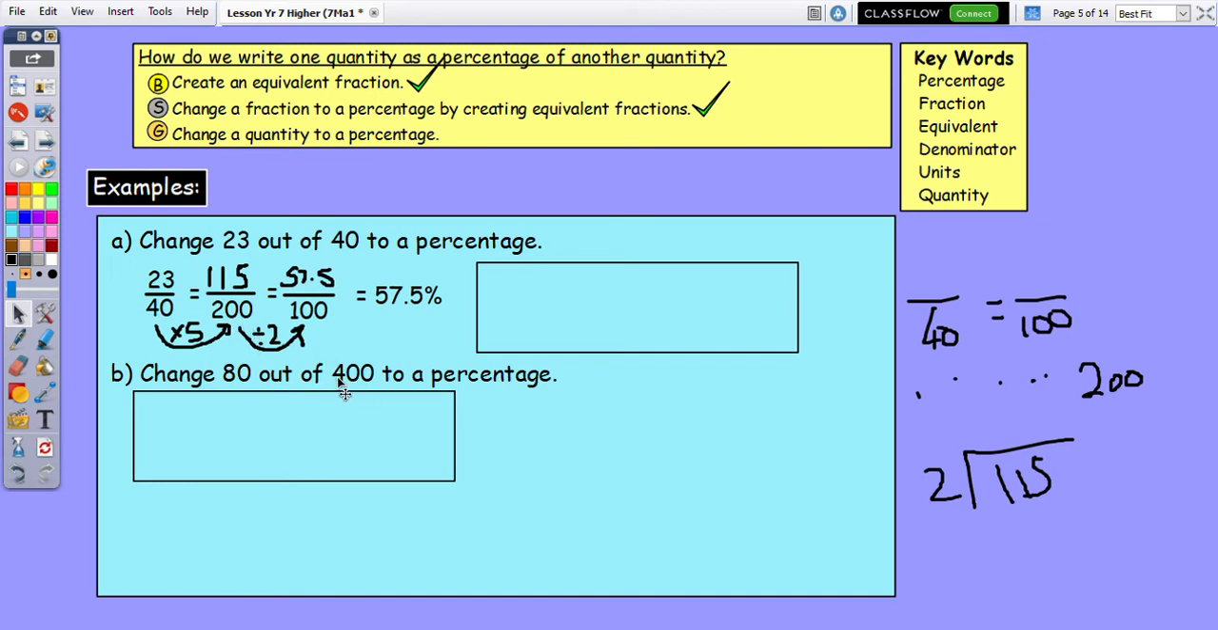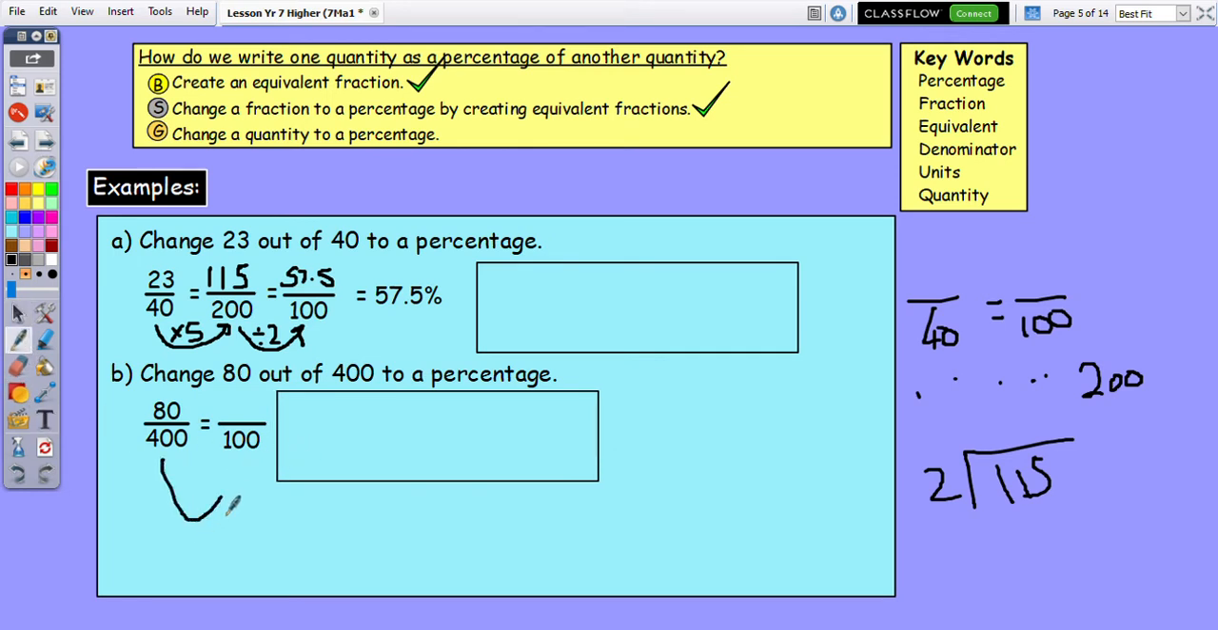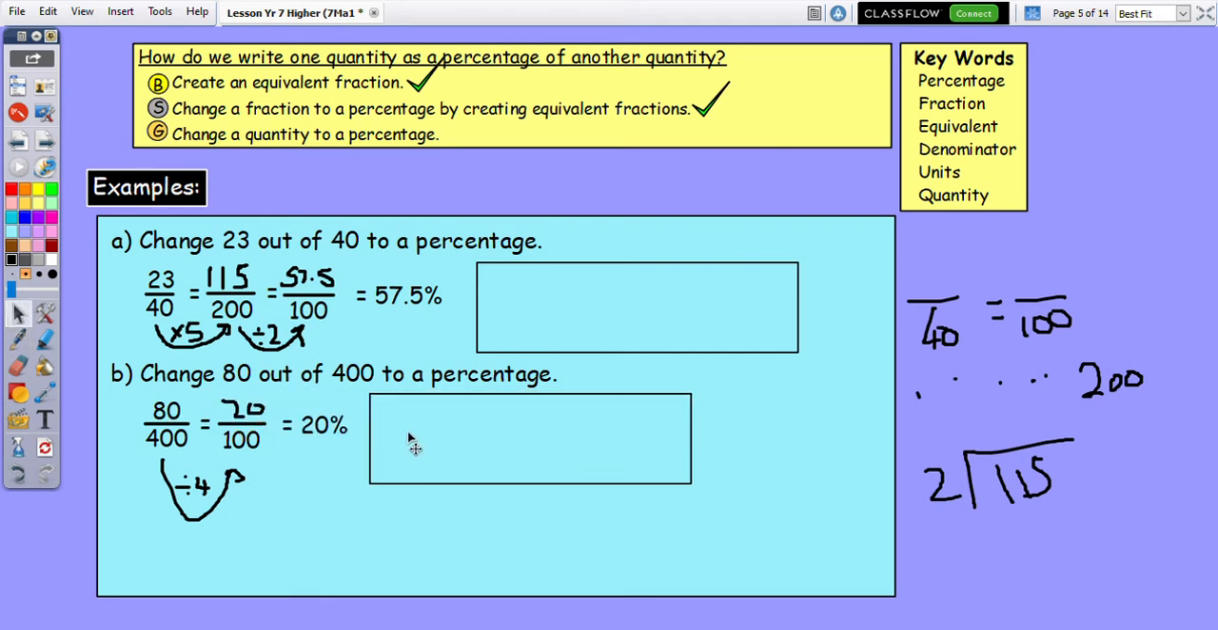Now, looking at this problem, hopefully we can all see that I can get this number to 100 straight away by dividing by 4. If I divide by 4, I divide the top number by 4, the numerator. Thankfully, 80 is a very nice number. I get 20. So 80 out of 400 is 20%.